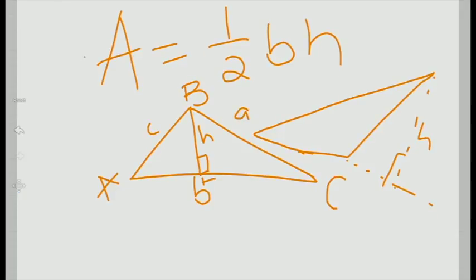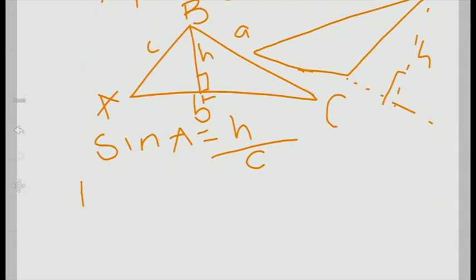The adjacent is AF. We do not have AF, so it will be more work cutting AF, so we cannot use AF. But the sine is going to give us H when you use the hypotenuse. So the sine of angle A is equal to the opposite, which is the height we're looking for, over the hypotenuse, which is C, which means the height is C sine A.